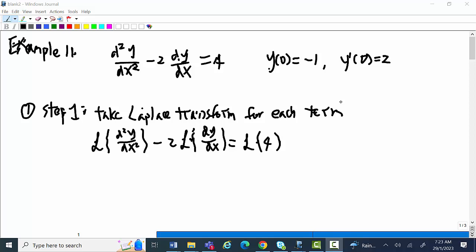Example 11. We want to solve a differential equation d²y/dx² minus 2 dy/dx equal to 4. Given initial conditions: when x equals 0, y equals minus 1, and when x equals 0, dy/dx equals 2. So the first step is to take the Laplace transform of each term. So we get the Laplace transform of d²y/dx² minus 2 dy/dx equal to the Laplace transform of 4.